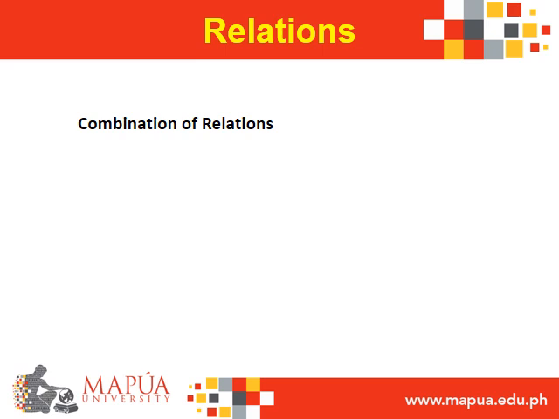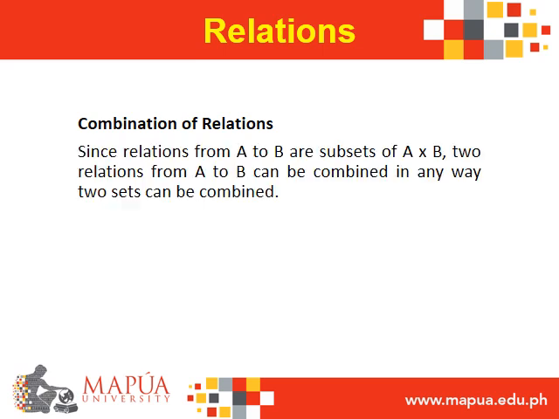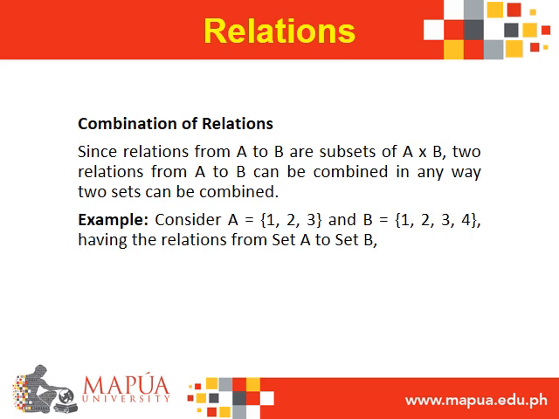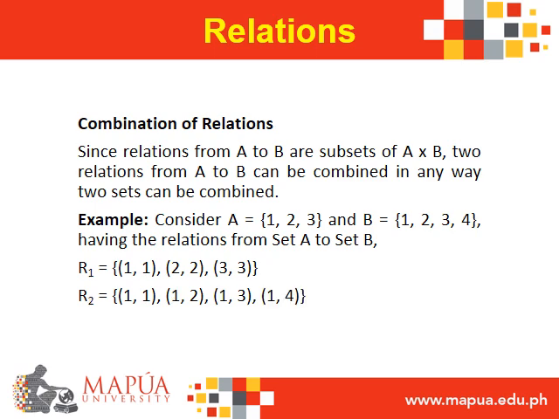Since relations are subsets of A times B, you can combine relations in any way subsets are combined. Let's consider set A containing values 1 to 3 and set B containing values 1 to 4, from which we form relation R1 containing the following ordered pairs: (1, 1), (2, 2), and (3, 3). Likewise, we form relation R2 containing the ordered pairs (1, 1), (1, 2), (1, 3), and (1, 4).